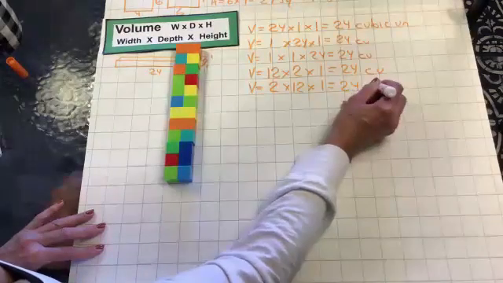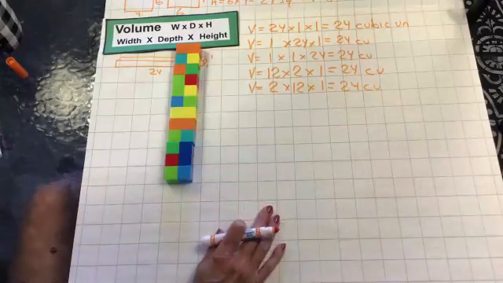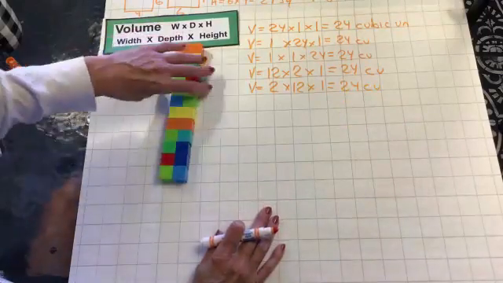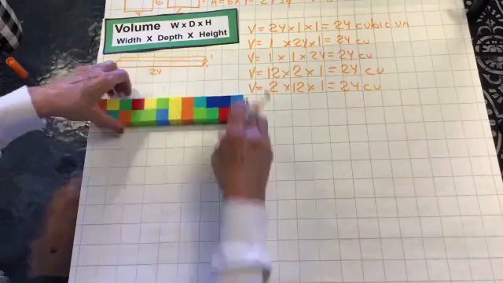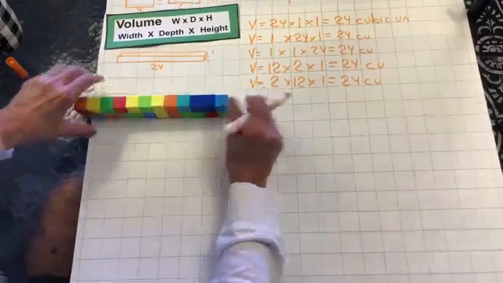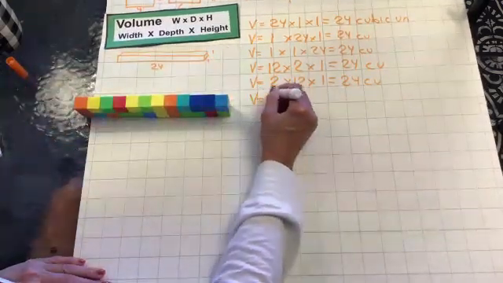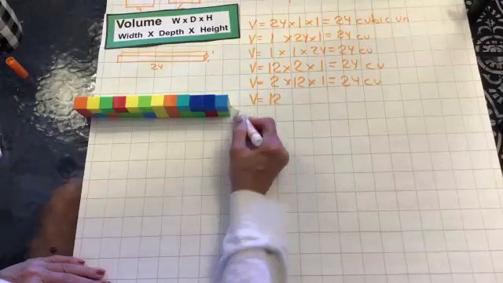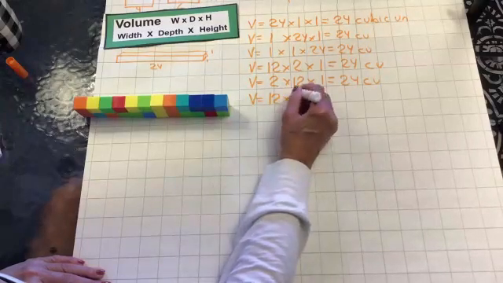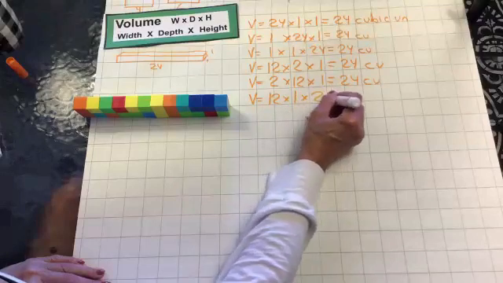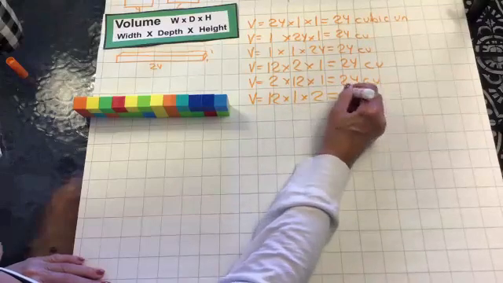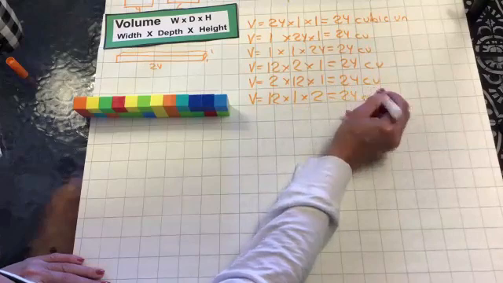Which equals the same. Okay. Now we're going to change it up and we're going to turn it this way, but we're going to stand it up. And this is going to be a 12 by 1 deep by 2 tall. Still get our 24.